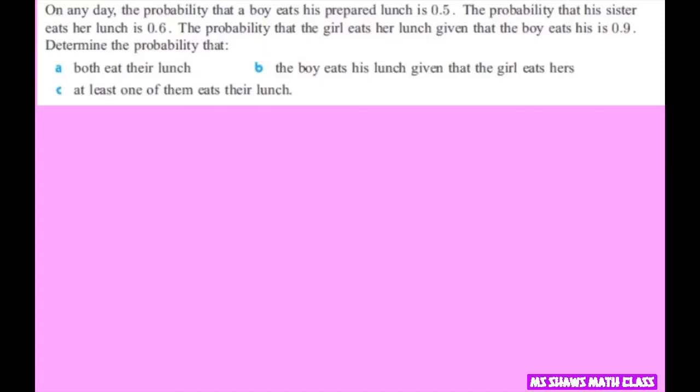On any given day, the probability that a boy eats his prepared lunch is 0.5. The probability that a sister eats her lunch is 0.6. The probability that the girl eats her lunch, given that the boy eats his, is 0.9. And then we're going to find these three probabilities.